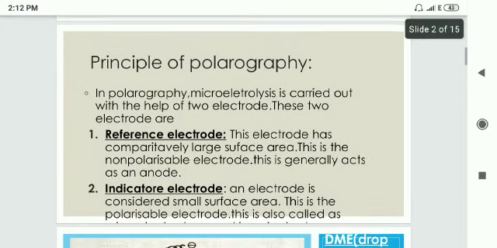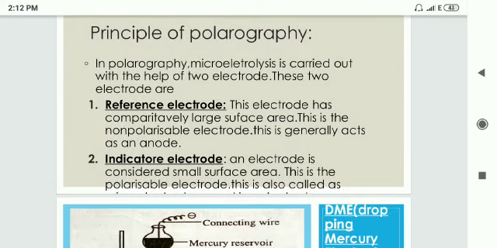Principle of polarography. Polarography is a macroelectrolysis carried out with the help of two electrodes. These two electrodes are the reference electrode and the indicator electrode. The electrodes are compared. The large surface area electrode is the non-polarizable electrode. It generally acts as an anode.